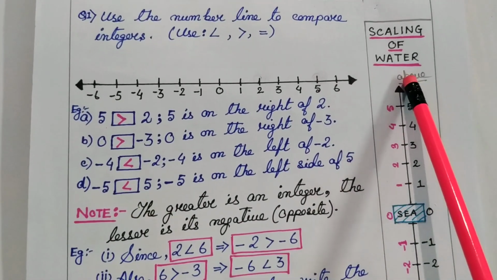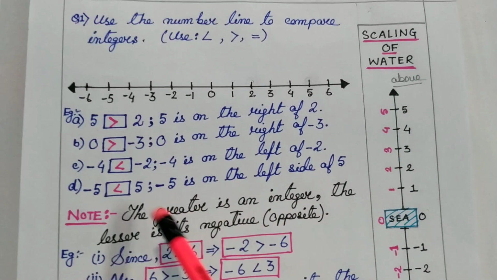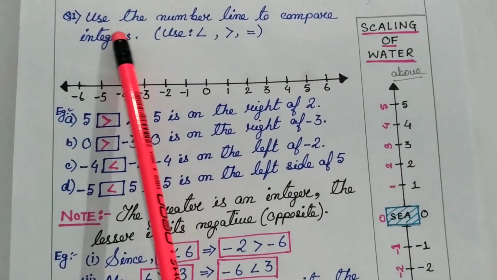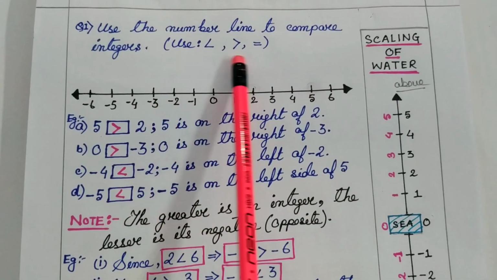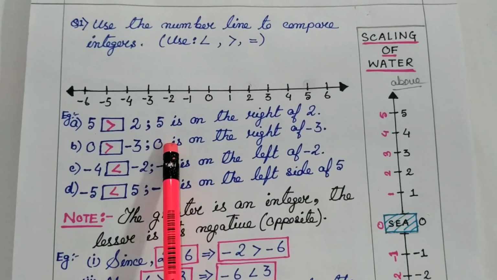Now the scaling of water was a small example to clear your confusion. Now let us come back to the question. That is question number 1. Use the number line to compare integers. And these are the signs we are going to use: greater than, less than, and equal to.